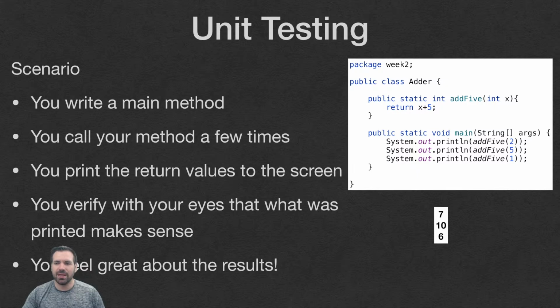You would write a main method, you would call your method a handful of times, print the results to the screen, and then verify with your eyeballs that what's printed to the screen is what you expected it to print. So we're calling add 5 to 2, I expect 7, I got 7. Add 5 to 5, I expect 10. Add 5 to 1, I expect 6. I got 7, 10, 6 printed to the screen. So I'm feeling good, looking like my method is working.